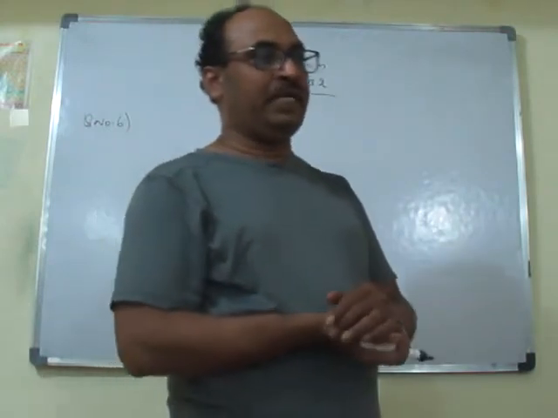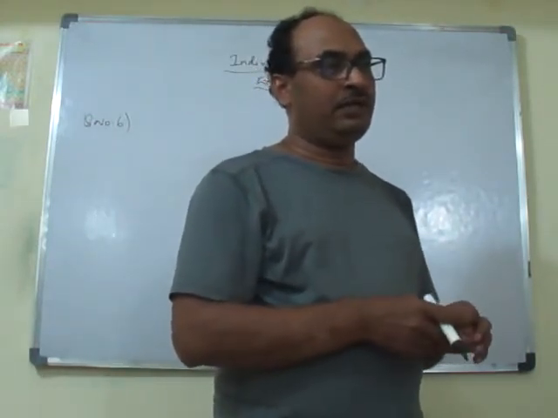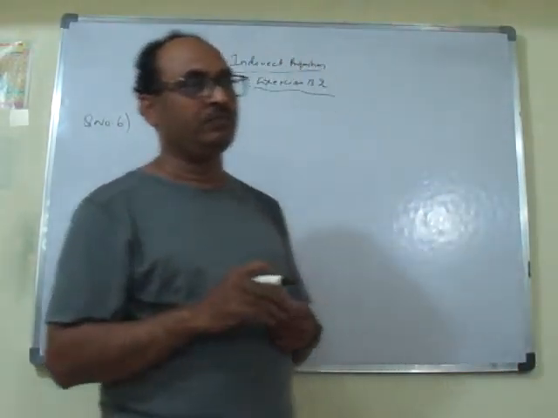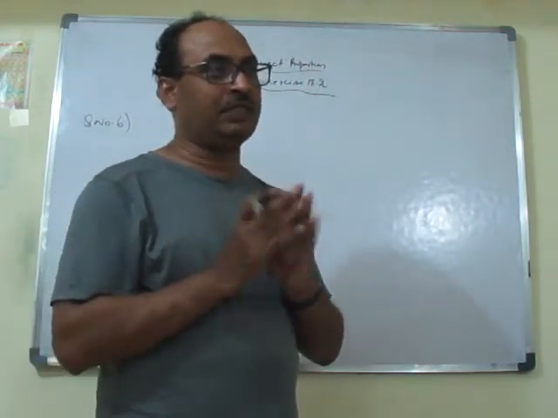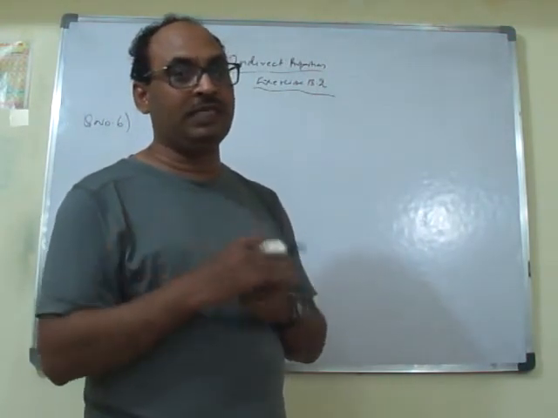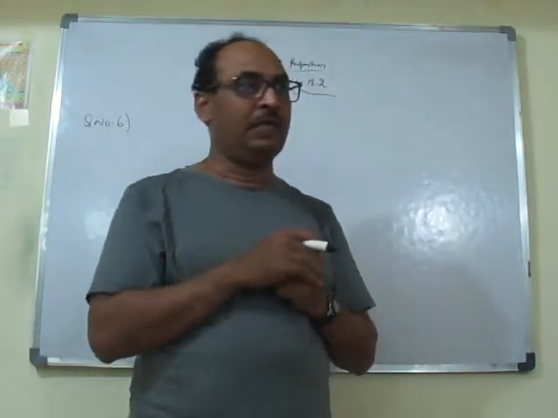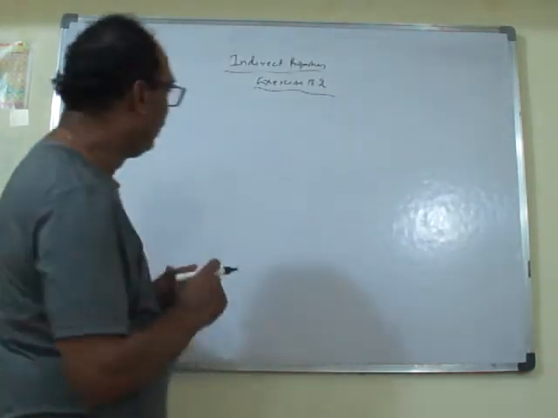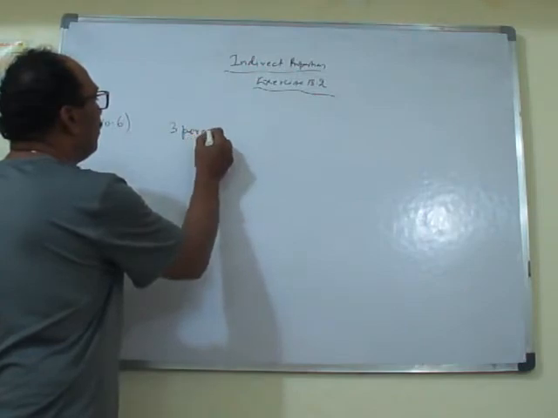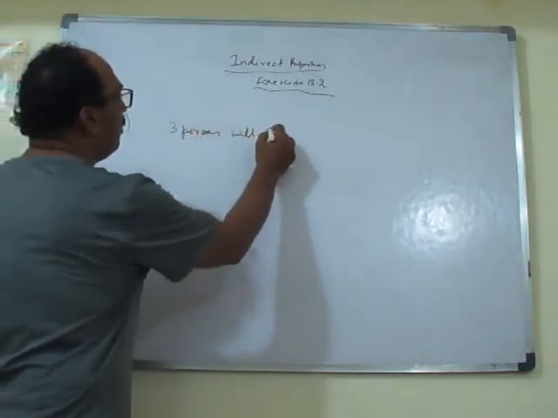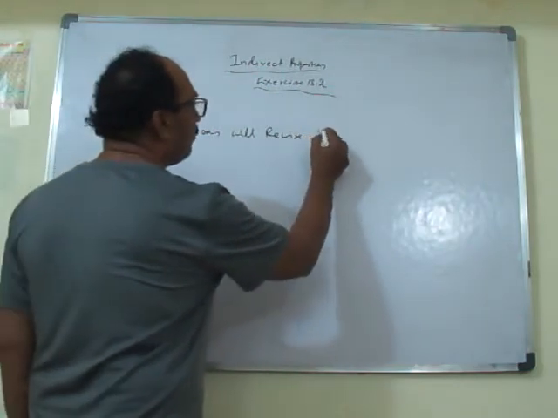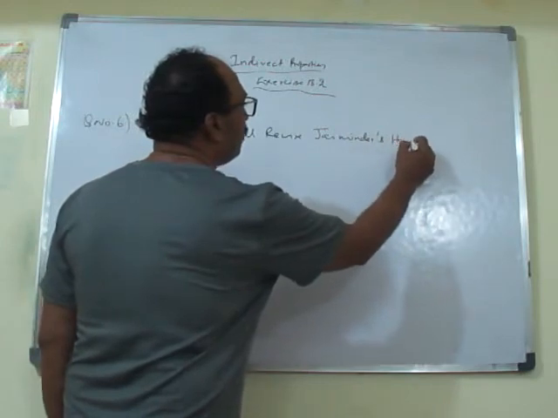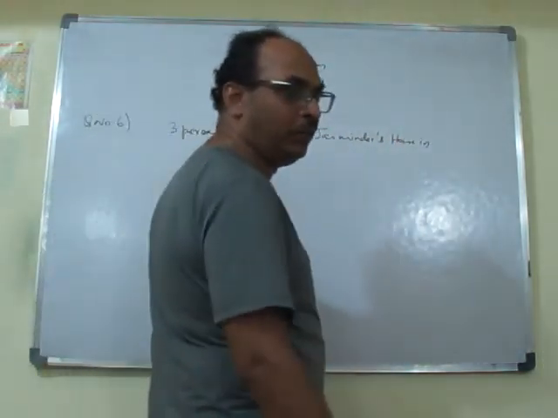A contractor estimates that 3 persons could rewire Jasminder's house in 4 days. The contractor is estimating that 3 persons could rewire. So wiring work is there. So 3 persons could rewire Jasminder's house in 4 days. Okay. So 3 persons will rewire Jasminder's house in how many days? 4 days.